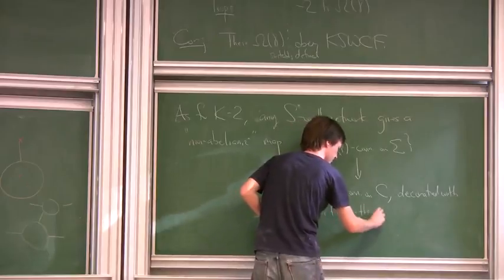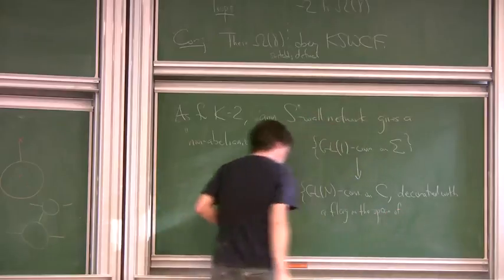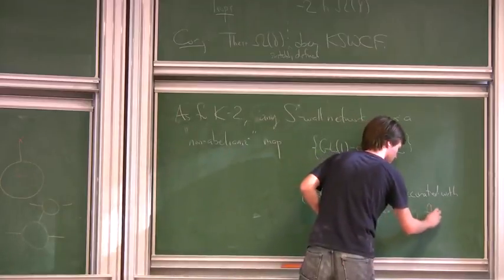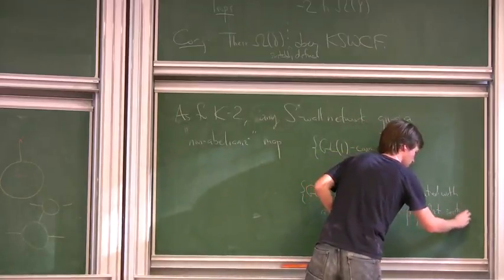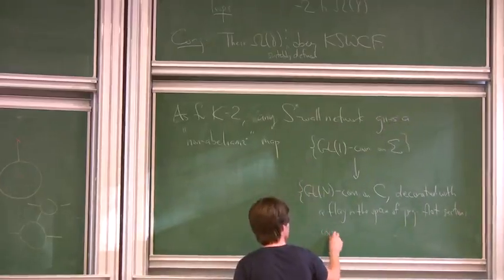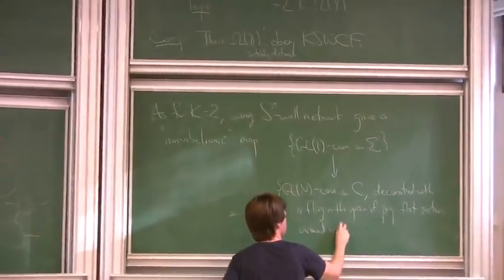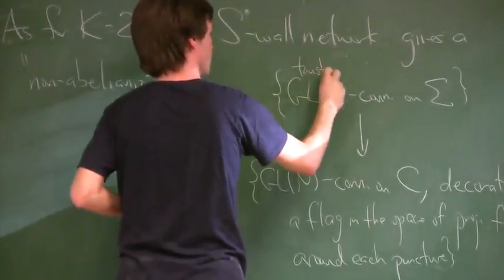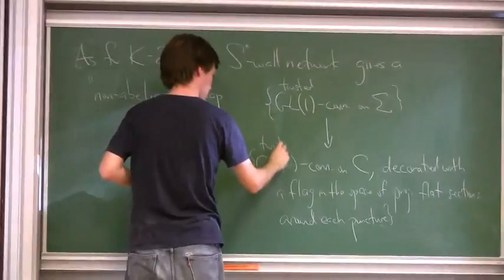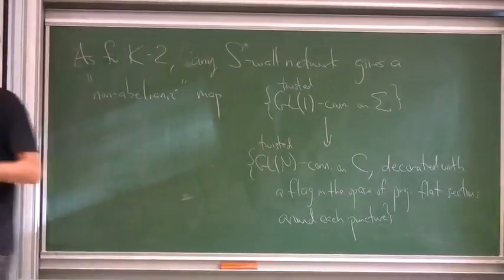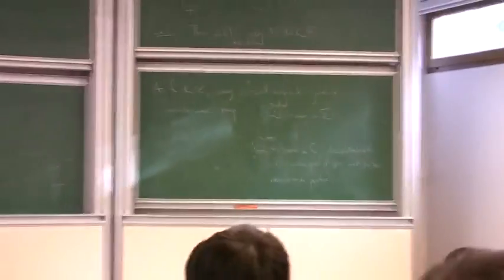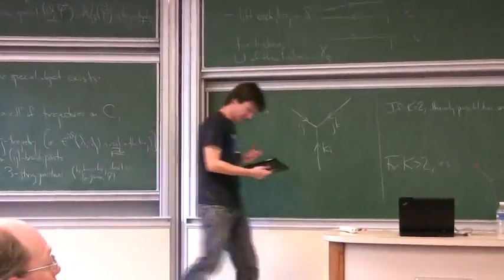A flag in the space of projected flat sections around each puncture. These are twisted as before? Yeah, twisted, sorry. That's right. Twisted. But then as before, you could get rid of that if you were willing to use a spin structure on sigma and C, so somehow that's not, well, it's there, but it doesn't fundamentally change the story.